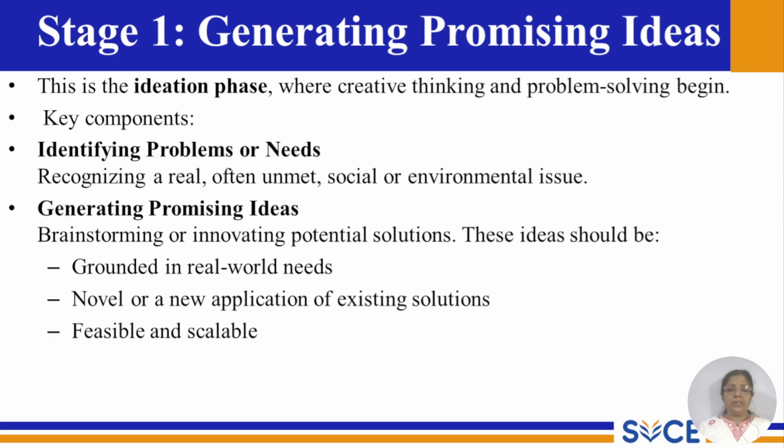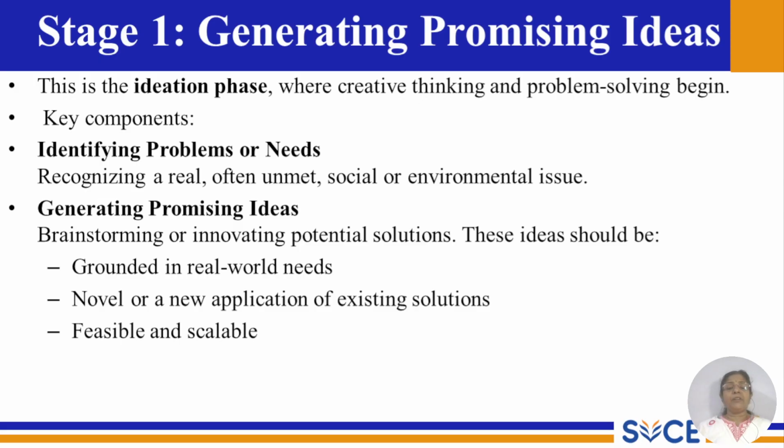Next phase is also ideation phase, where creative thinking and problem solving begin. So what are the key components? So identifying problems or needs. So we have to recognize a real, often unmet social or environmental issue. So that problem needs immediate attention. That problem is a problem to everybody. It is a serious issue. That is not a problem only to you or one or two people. Everybody thinks it is a serious problem that affects the society.